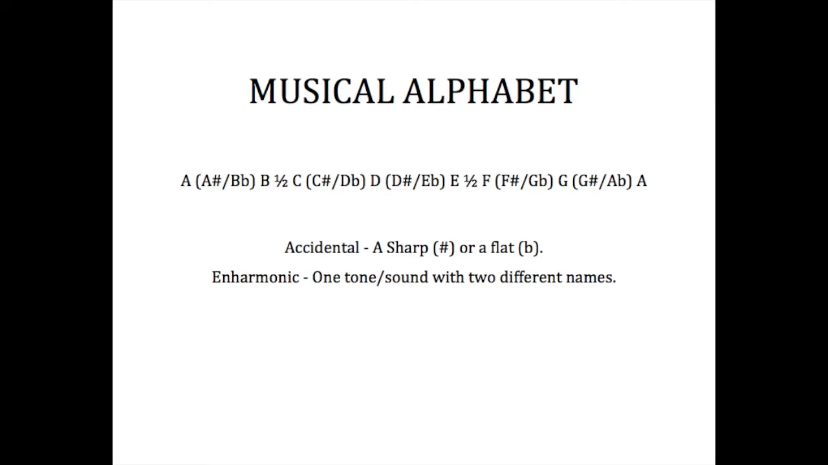So if we're going straight through the musical alphabet now, we would see A sharp or B flat, B would move straight to C because there's only a half step there. After C we would have C sharp or D flat, and then we would have D, and then D sharp or E flat, and then E natural, and then E natural would move straight to F, and then we would have F sharp or G flat, G, and then G sharp or A flat. And that essentially is our musical alphabet.